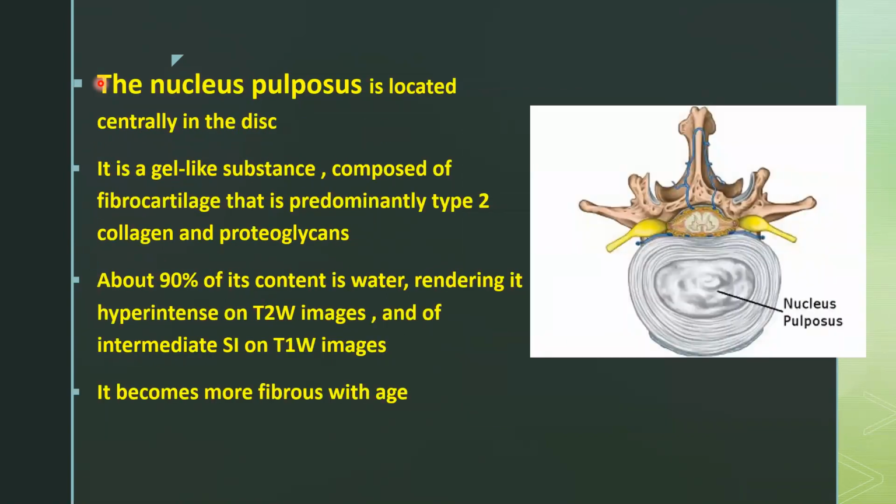The nucleus pulposus is located centrally in the disc. It's a gel-like substance composed of fibrocartilage that is predominantly type 2 collagen and proteoglycans. About 90% of its content is water, rendering it hyperintense on T2 weighted images, and of intermediate signal intensity on T1 weighted images. It becomes more fibrous with age.